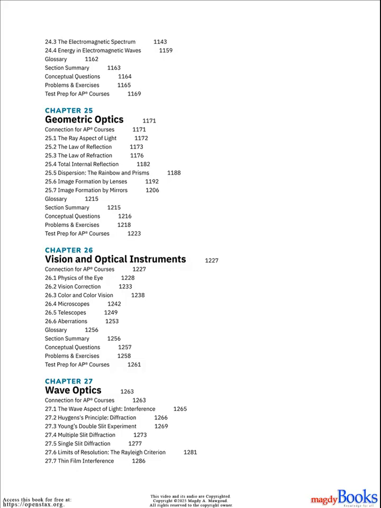25.4. Total internal reflection. 25.5. Dispersion. The rainbow in prisms. 25.6. Image formation by lenses. 25.7. Image formation by mirrors. Glossary. Section summary. Conceptual questions. Problems and exercises. Test prep for AP courses.